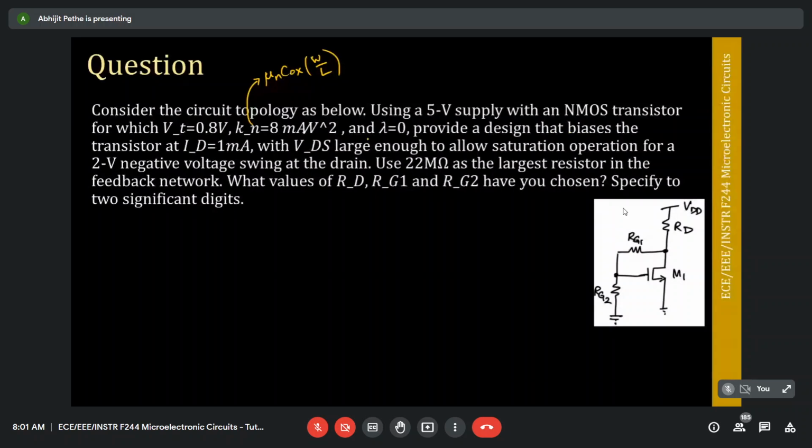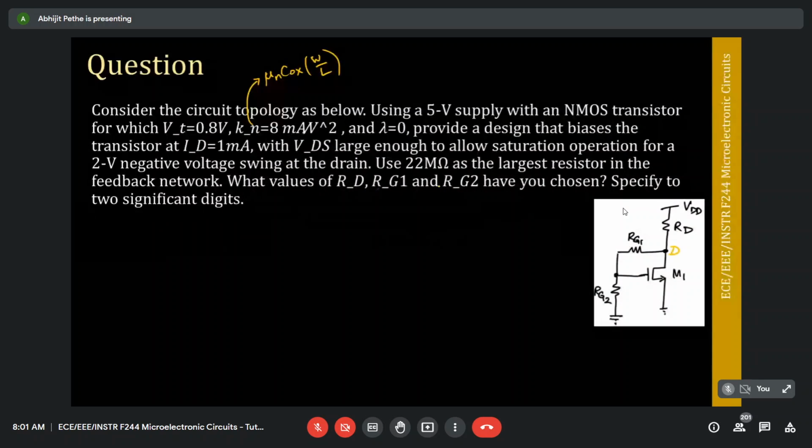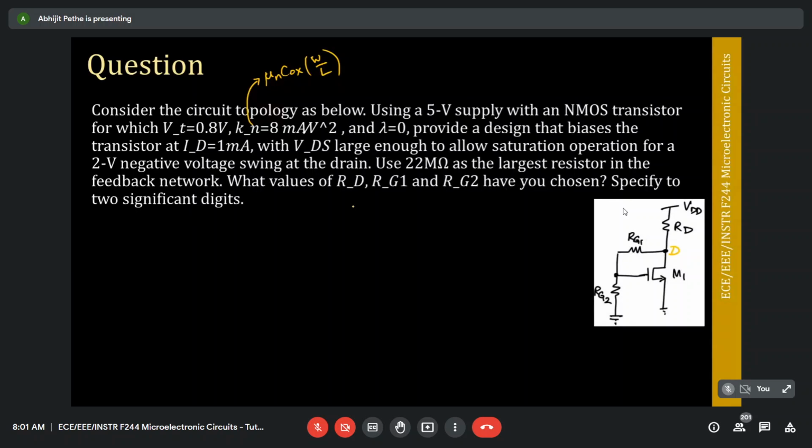Provide a design that biases the transistor at ID equal to 1 milliamp with a VDS large enough to allow saturation operation for a 2 volt negative voltage swing at the drain. So at this node, I should have up to a minus 2 volt negative swing, which can happen because of the AC voltage. Use 22 megaohms as the largest resistor in the feedback network. The feedback network is nothing but RG1 and RG2. What are the values of RD, RG1 and RG2? And specify the numbers to 2 digits.